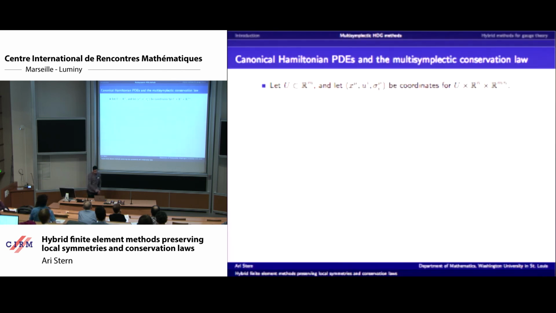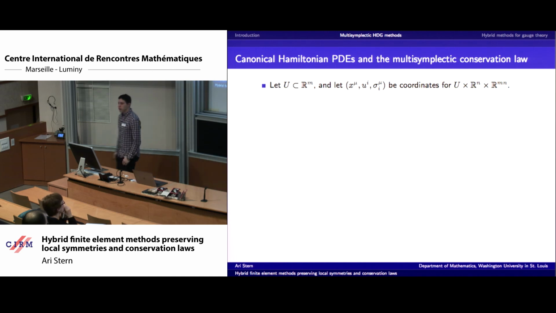All right, so here's the general situation of which that was a specific instance. So I'm going to talk about Hamiltonian PDEs in a canonical sense. So I'm not going to be working in jet bundles or anything fancy like that.